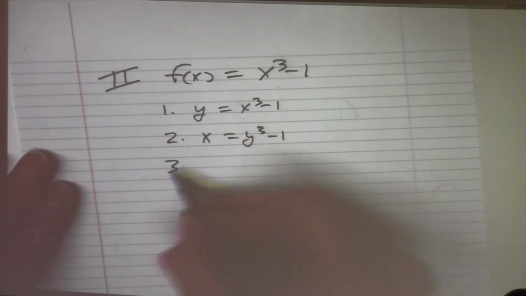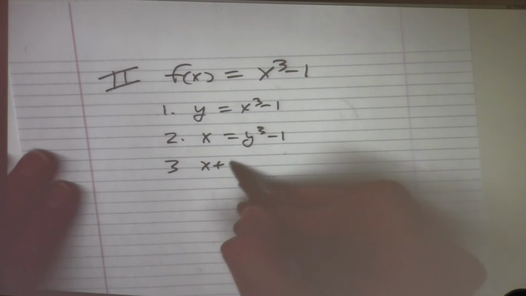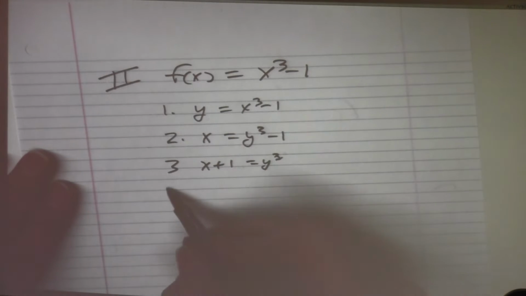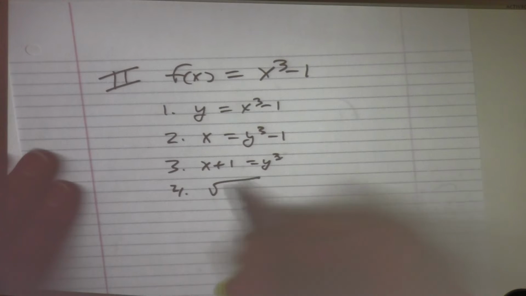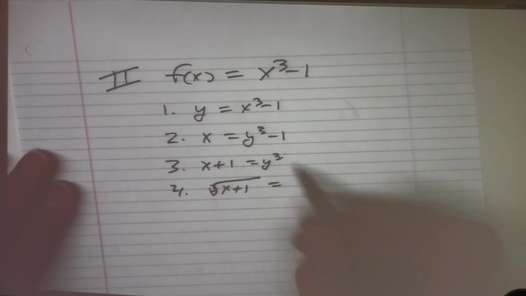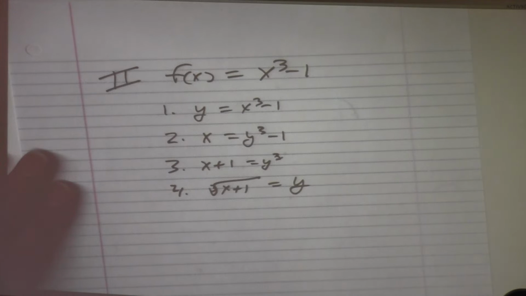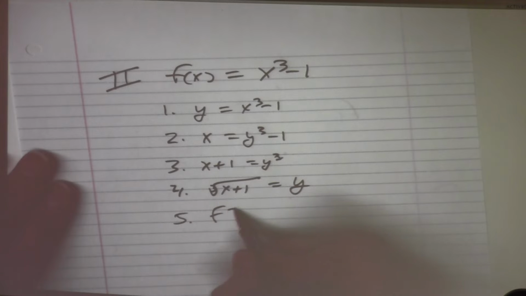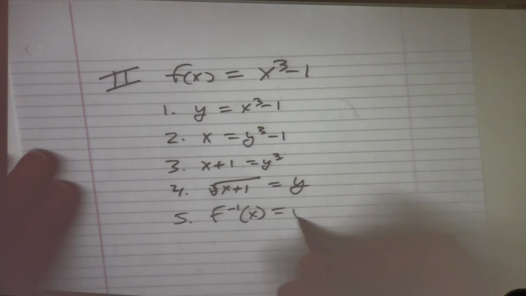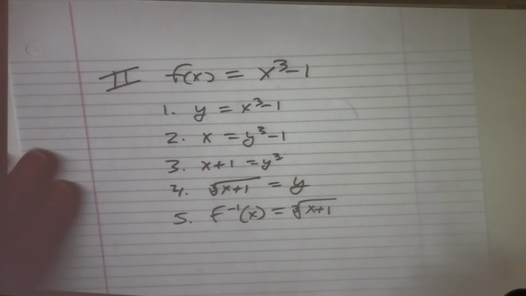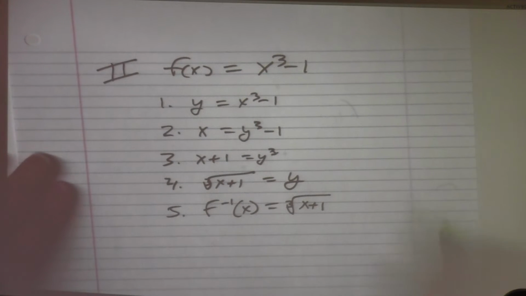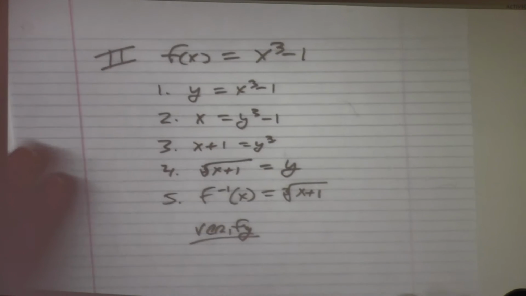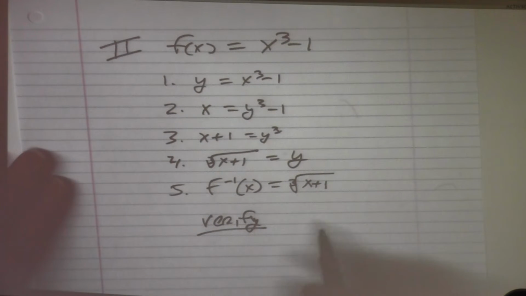Solving for y would be adding 1 to both sides. Now we'll take the cube root, the fourth step, and the cube root on this side will give us our y, no problem. Switch it back over, but the y has to be written as f⁻¹ of x, the cube root of x plus 1. And to verify it, we could put them inside each other. That's an important part of it. I'll warn you right now, you will see that almost certainly. I have to verify it.